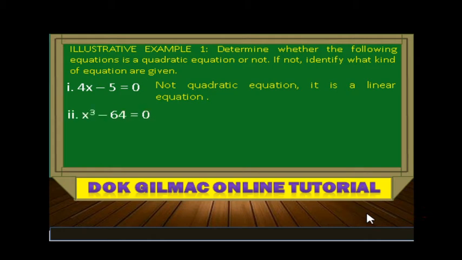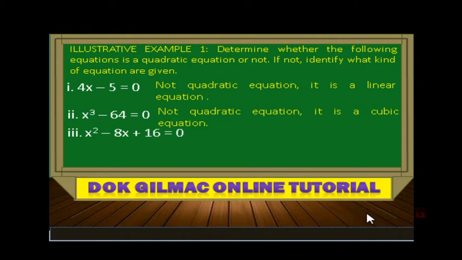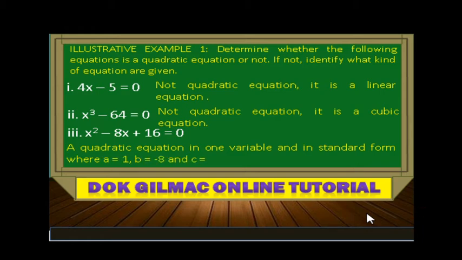Double I. x cubed minus 64 equals 0. Not a quadratic equation. It is a cubic equation since the degree is 3. Triple I. x squared minus 8x plus 16 equals 0. This is a quadratic equation in one variable and in standard form, where a equals 1, b equals negative 8, and c equals 16.